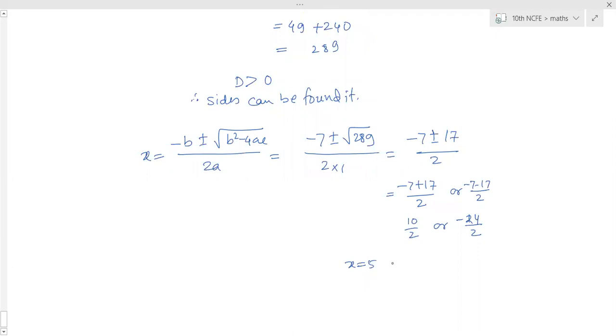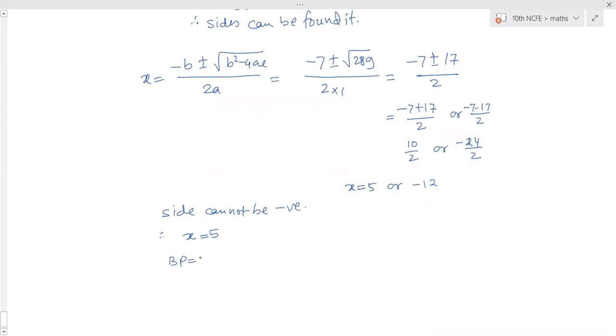So the value of x is 5 or minus 12. Side cannot be negative. Therefore, one side is 5. That is PB we have considered. So BP is equal to 5 meters and AP is equal to 7 plus 5, that is 12 meters.